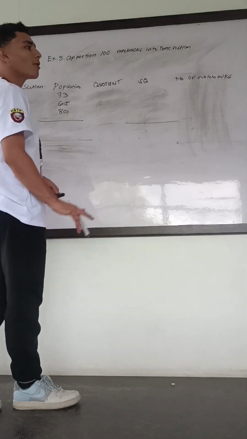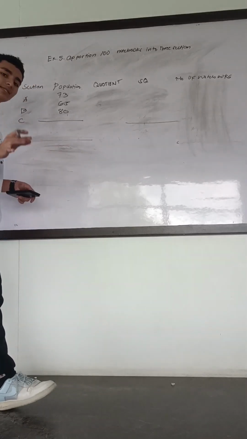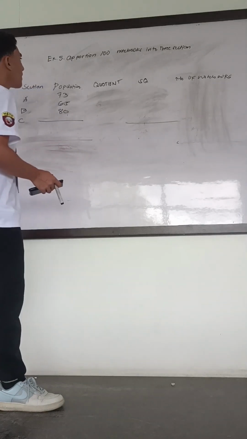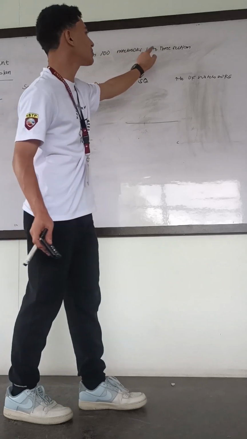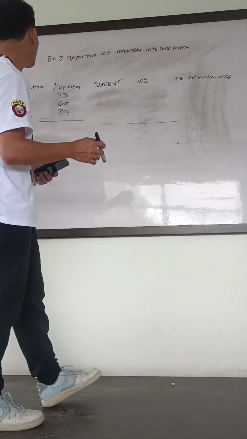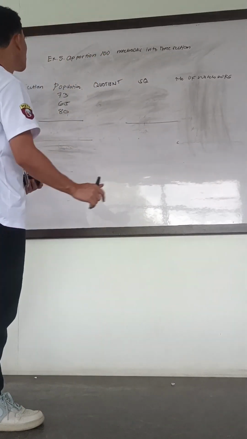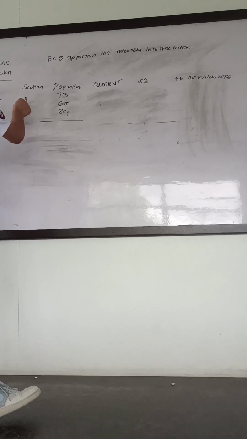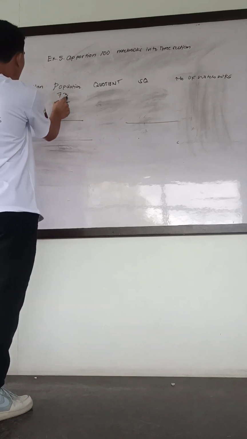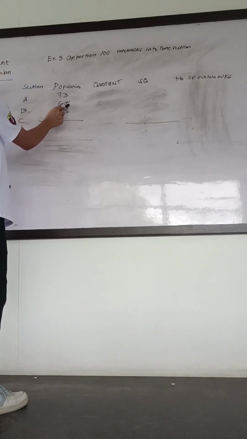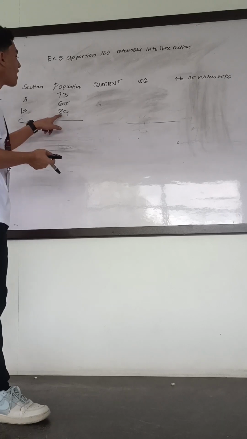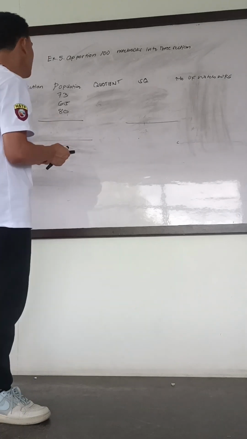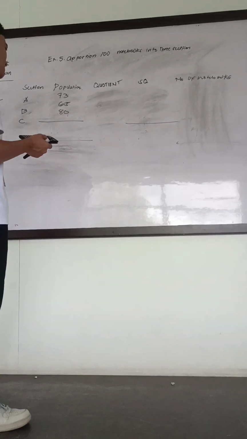So we're down to our last example. Example number 5. Apportion 100 notebooks into 3 sections. So here we are given 3 sections with each population. For section A, we have 73. For section B, we have 65. For section C, we have a population of 80 students.